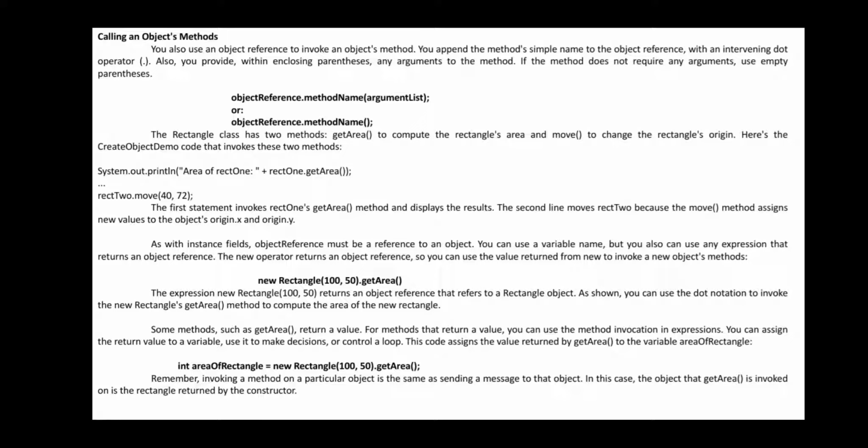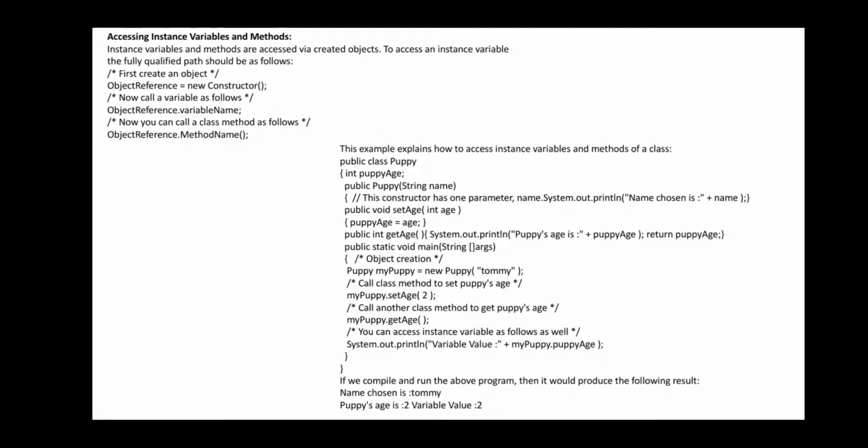Rect2.move. Rect2 is another object created for the same Rectangle class, wherein you are going to pass the values 40 and 72. So a simple example has been given here. Just check out these things; this is how methods can be called. So this is accessing instance variables and methods. The same is used in the example here, showing how it is going to be called. You just check out this example and you can execute it and you will get an output for it.